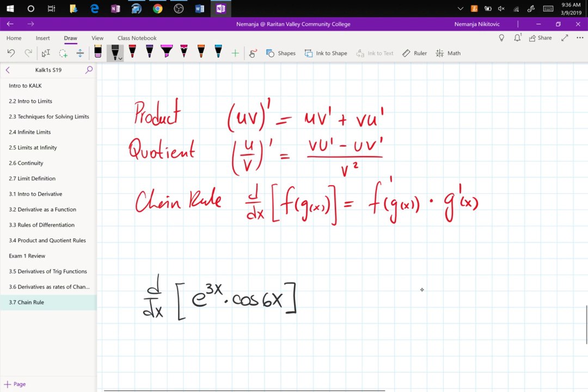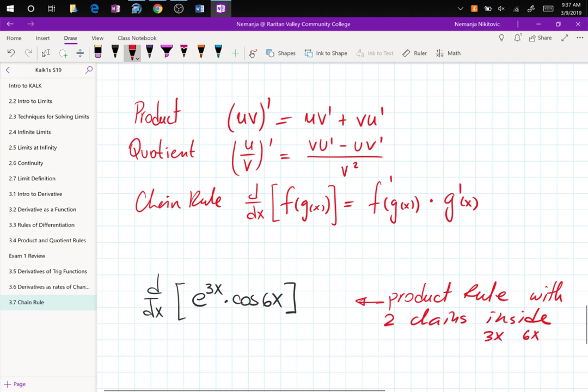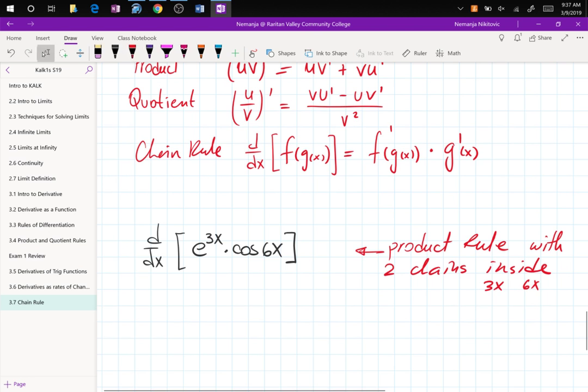So this problem is a product rule with two chains inside: a chain on 3x and a chain on 6x. So those are the two chains. And the product rule is e to the x times sine x. Right? So the product rule is e times sine, and the chains are 3x and 6x because they are embedded in other functions.